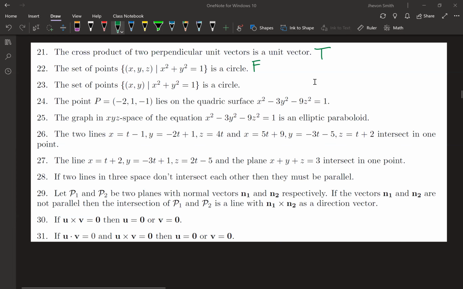Next problem, problem 23, true or false? Ten more seconds.